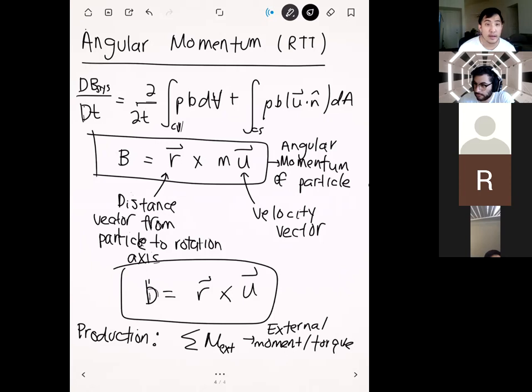And so if we can apply an external torque on an object, that's what's going to produce angular momentum in a fluid. Okay. All right. Any questions on this before we write out the full RTT for angular momentum?